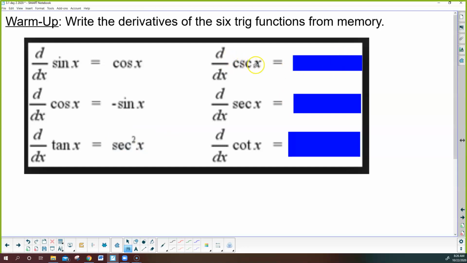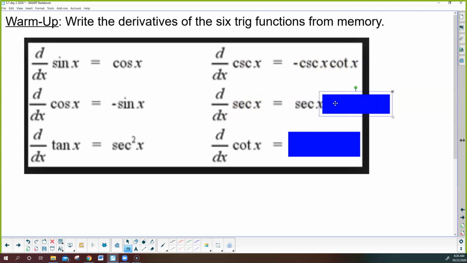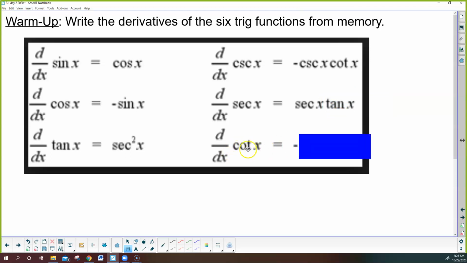Derivative of cosecant starts with a c, so it should be negative, and then it's always cosecant, cotangent. Derivative of secant starts with secant, and then secant tangent. And cotangent's derivative is going to be negative because it starts with a c, and then it's cosecant squared. So those should be mastered. On the AP test, they're going to expect that you know those.